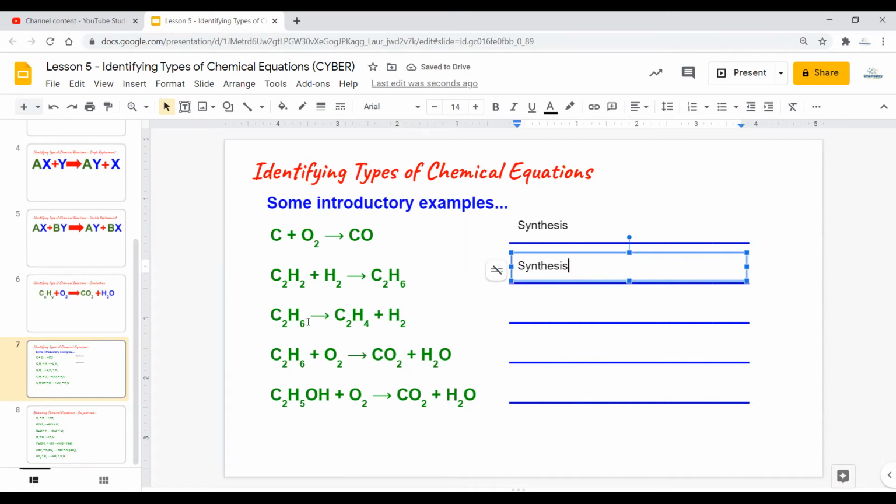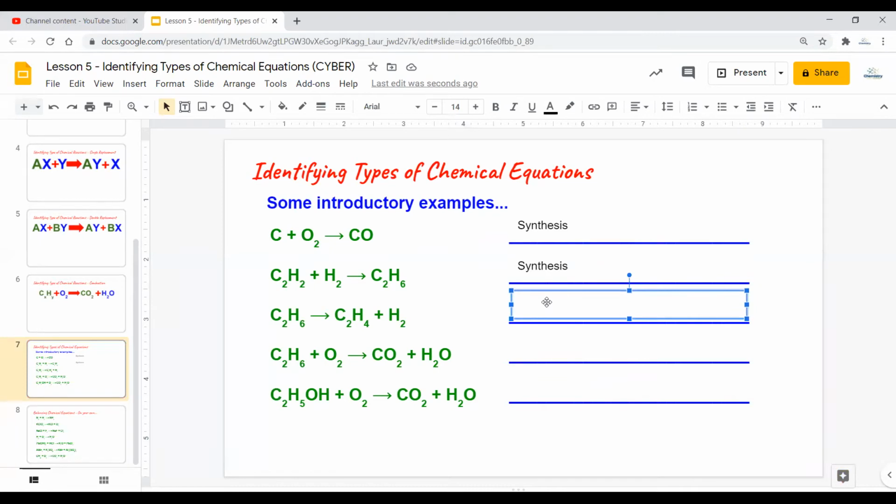In our third example, we have a single reactant, C2H6. That reactant is breaking apart into a compound and an element. This is an example of a decomposition reaction, when we have a single compound breaking up into more than one, so either an element and an element, or two new compounds, or a compound and an element like we have in this case.